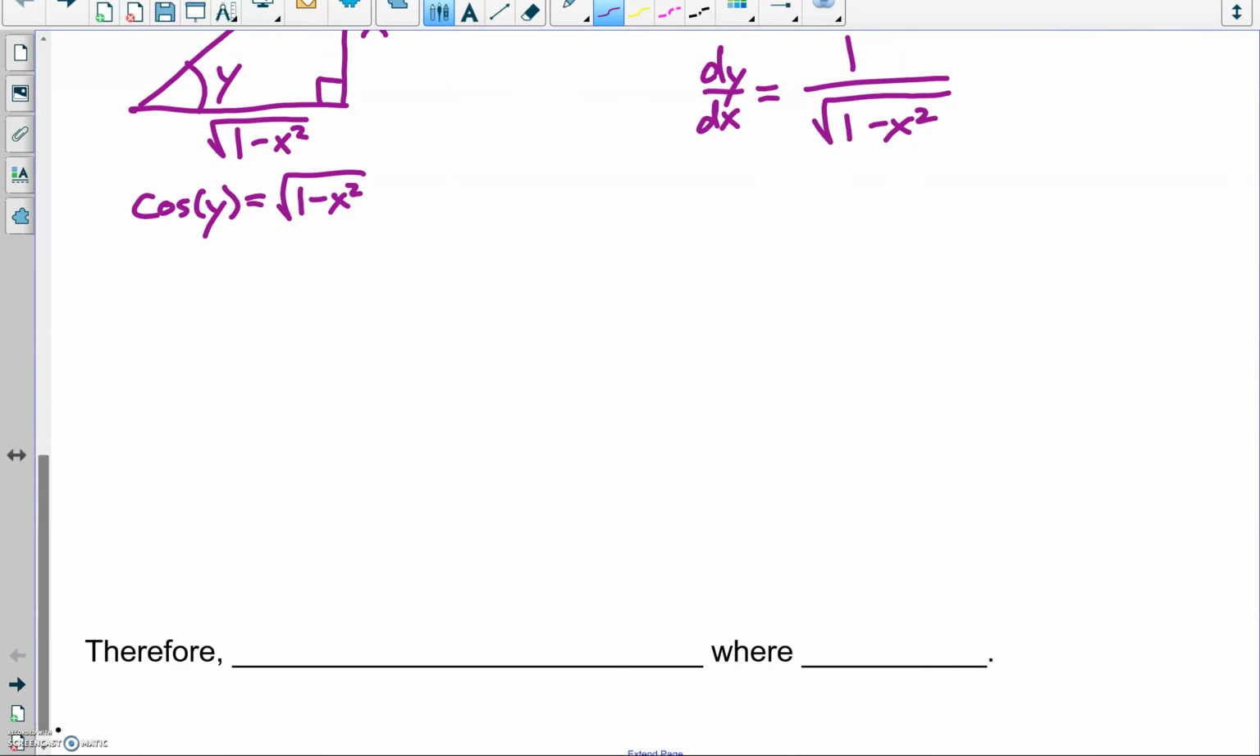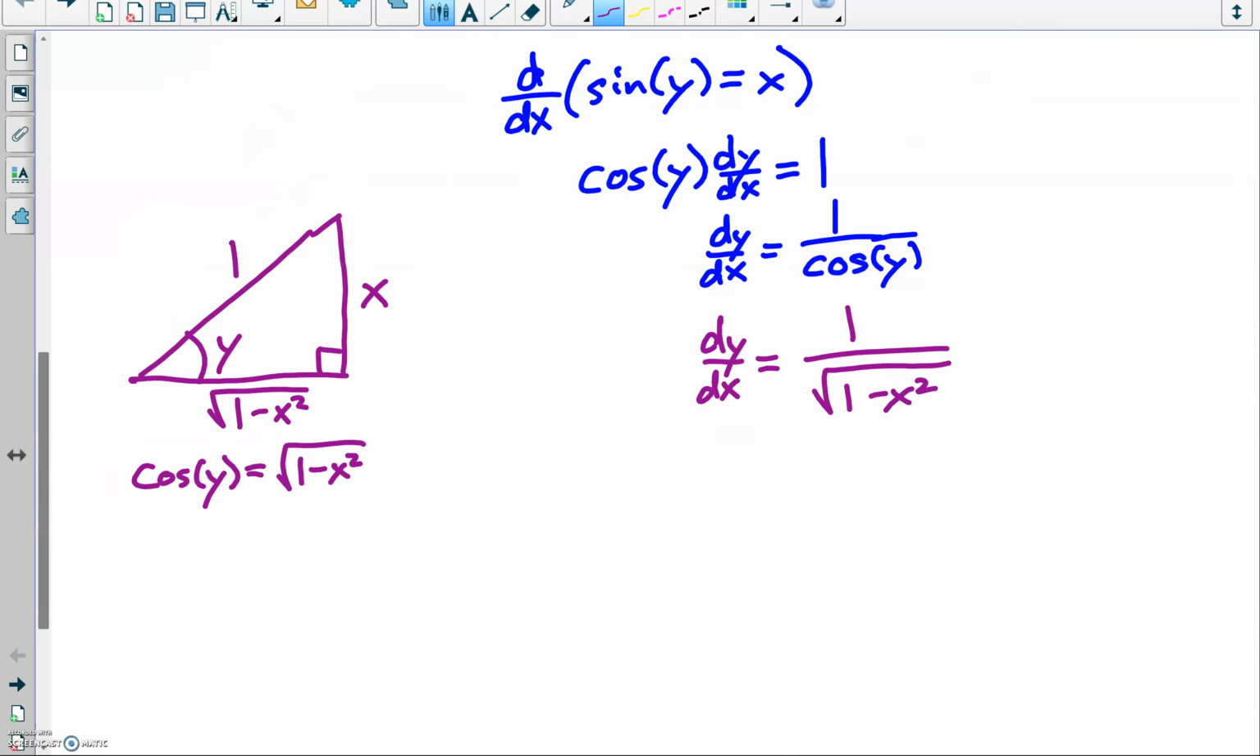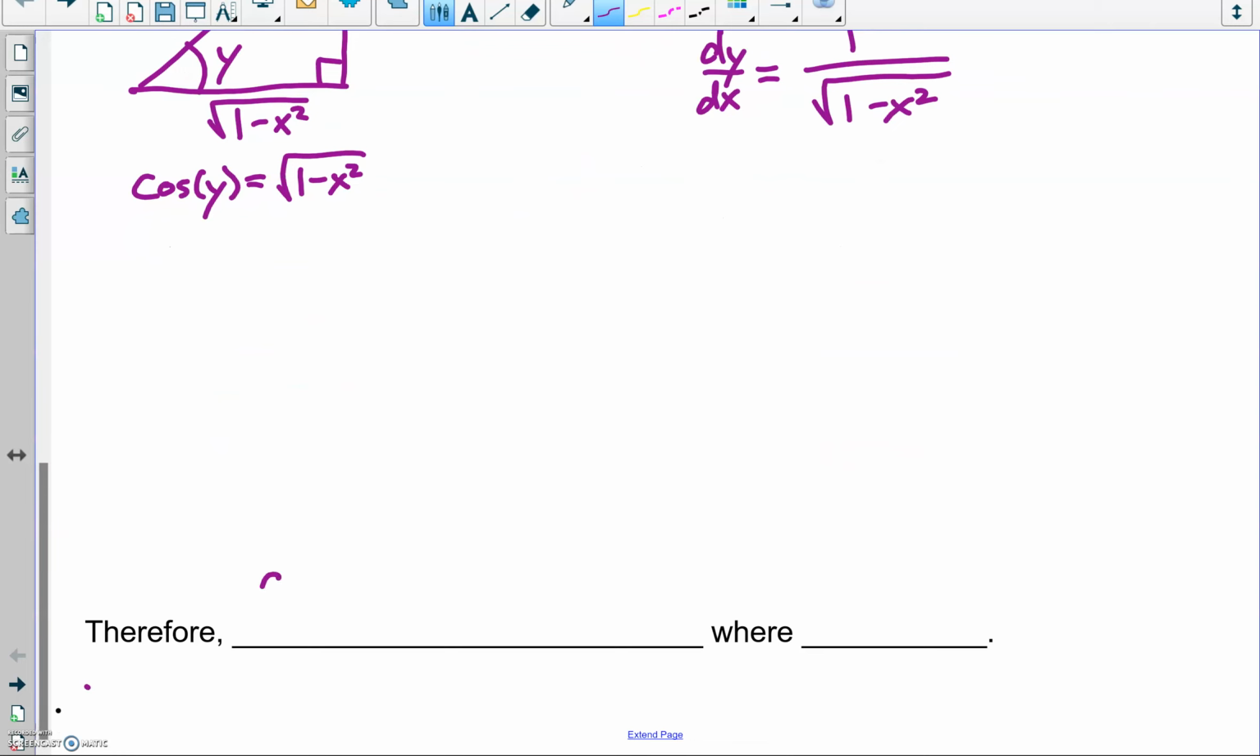And therefore, putting this all together in one line, the thing that's really going to be important to remember here is that d dx of the arcsine of x is equal to 1 over the square root of 1 minus x squared.